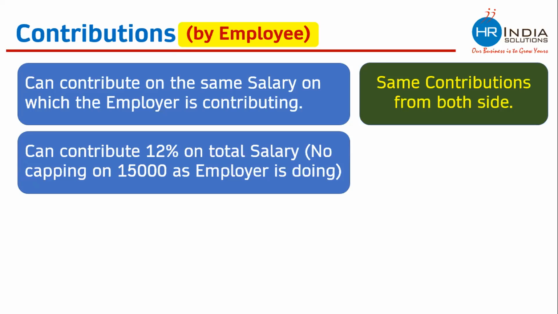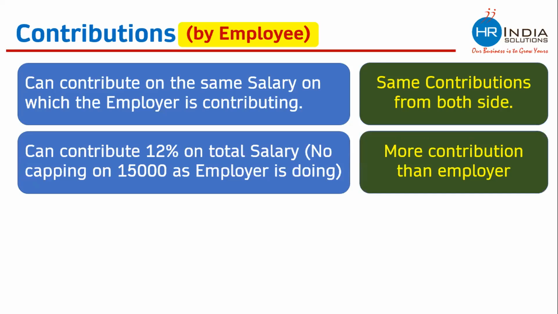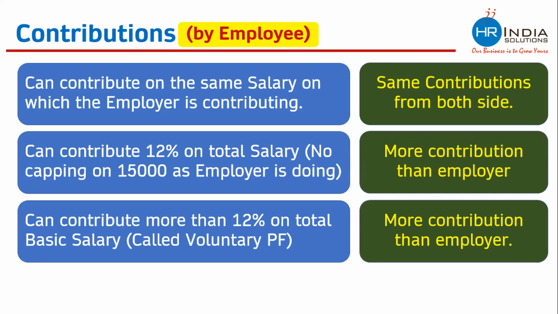You can contribute on the total salary by saying that I do not want to limit it to 15,000. In this case, what will happen? You would be contributing more than the employer. Employer would be contributing 12% of 15,000, which is 1,800 rupees, whereas as an employee, you are saying that I will contribute on the total salary. So your contribution would be more. And this can also happen.